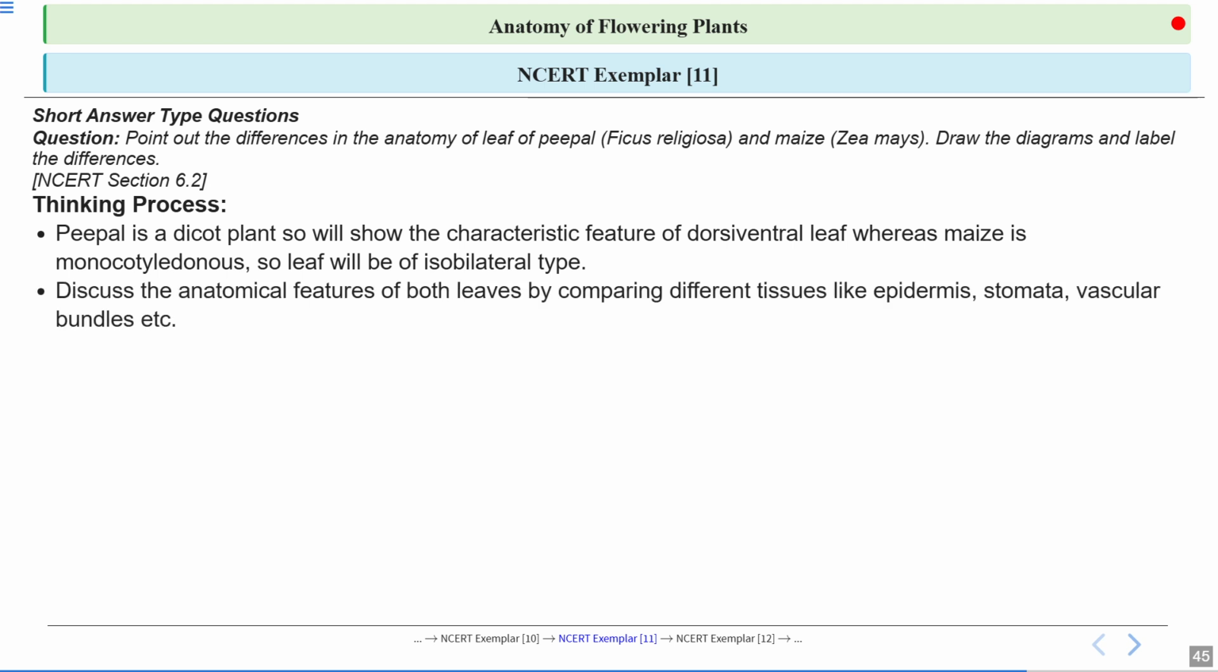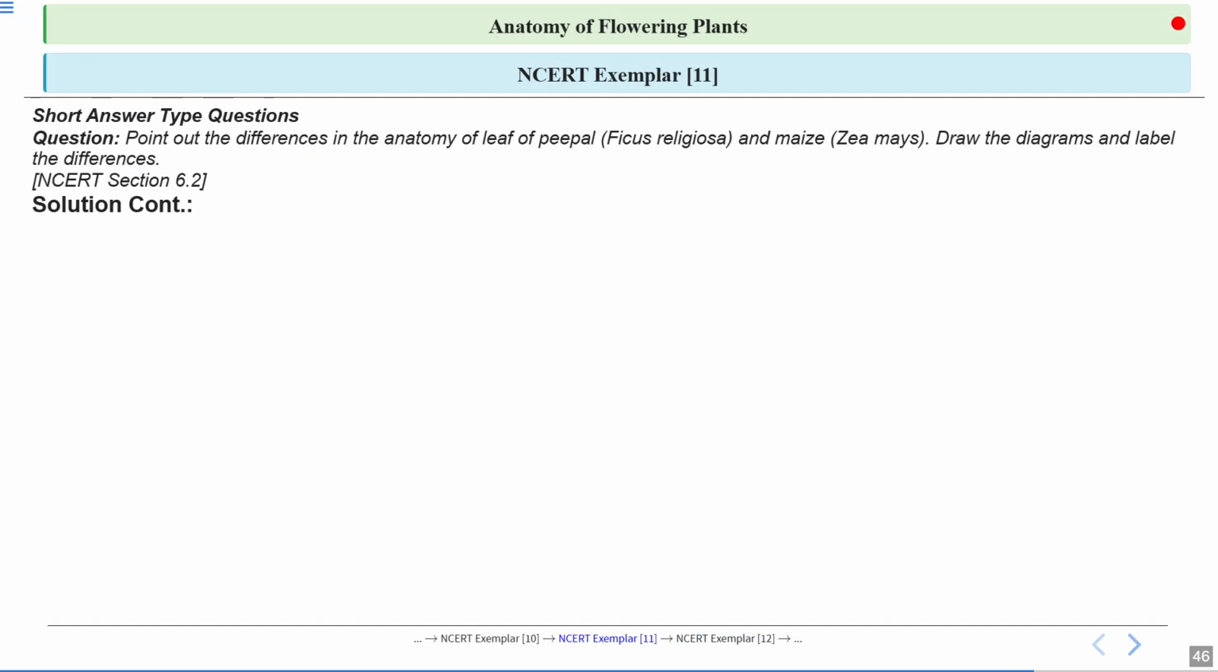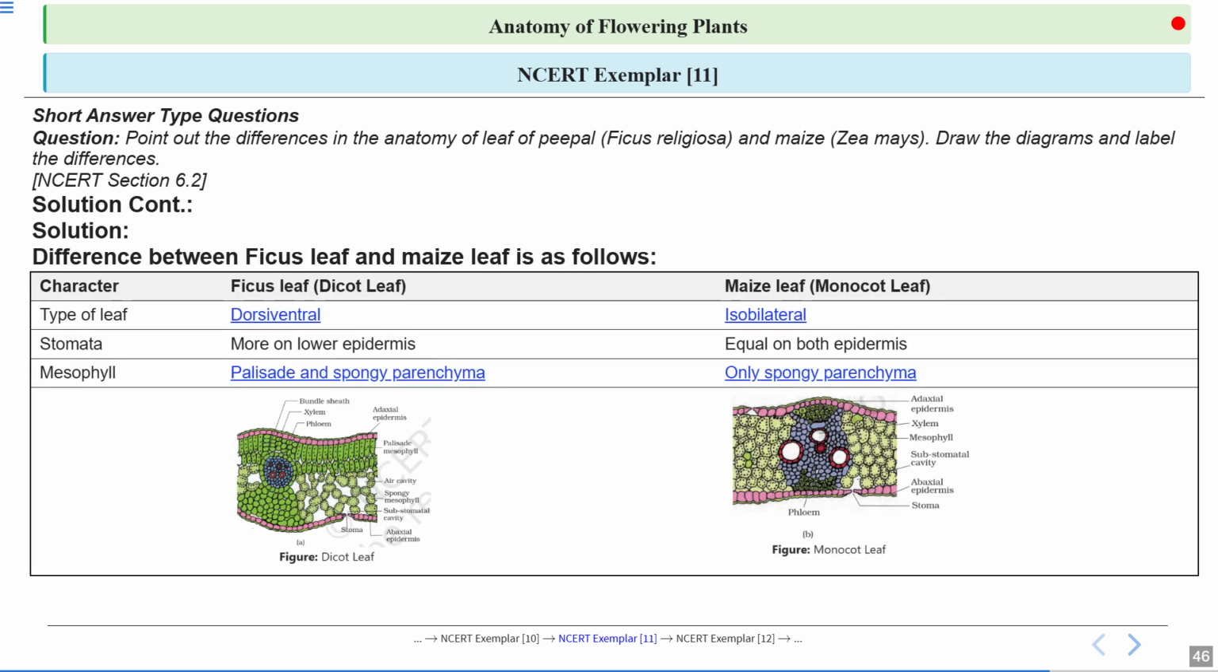Discuss the anatomical features of both leaves by comparing the differences like epidermis, stomata and vascular bundles. So this is the thinking process. And now we will see the solution part. So here are the differences. Character of the Ficus leaf, the dicot leaf: position wise, it is dorsiventral. Dorsiventral, it has a dorsal surface and a ventral surface. But the maize is called isobilateral. Isobilateral symmetry they are showing, right?